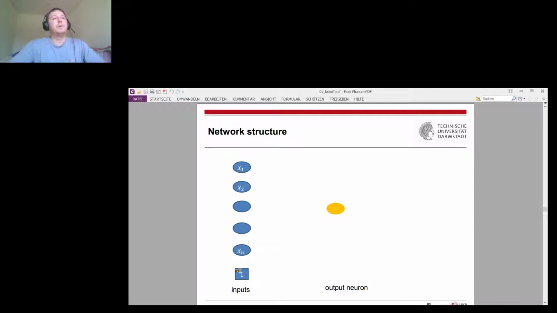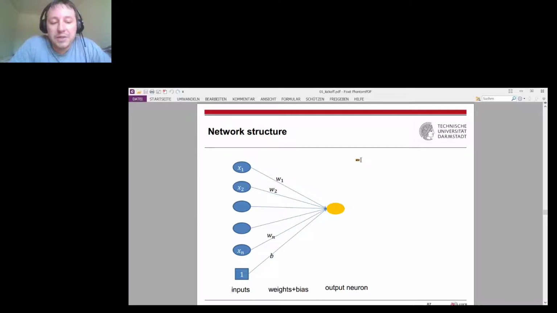Now, when we have input units, we also need an output unit, and the output unit is called the output neuron. It's denoted by this yellow circle here. The inputs and the output are connected by weights, W1 to Wn. The weights are also real numbers, and we have another weight for our constant input of 1, and this other weight we call b, also called the bias weight.